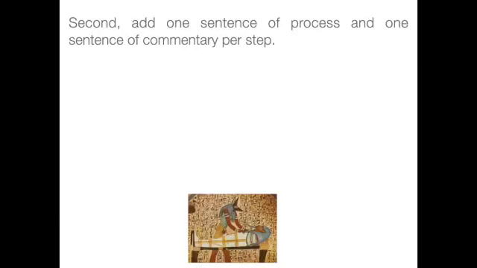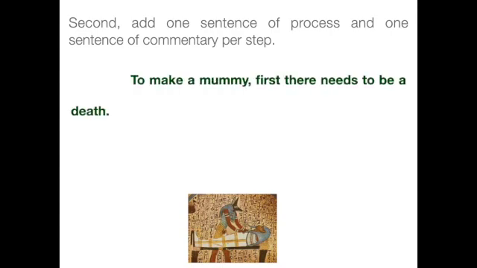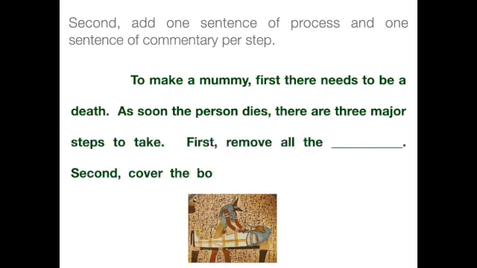I also need to add 1 sentence of the process and then 1 sentence of what I think about it on each step. That makes real good writing. So here's my basic paragraph. But then I need something in the middle because this is just the steps. So where it says, to make a mummy, first there needs to be a death.